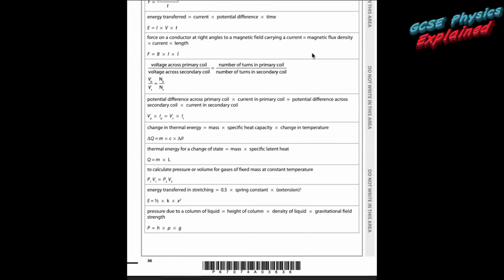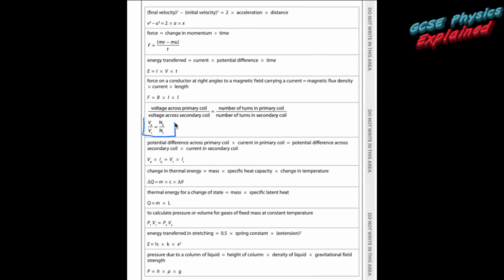Part B. The primary coil of a different transformer is connected to the 230 volt main supply. The voltage across the secondary coil is 15 volts. So that's how many volts goes in, that's how many volts comes out. The primary coil has 600 turns. Calculate the number of turns on the secondary coil. Use an equation selected from the list of equations at the end of the paper. Right, that's the one we want.